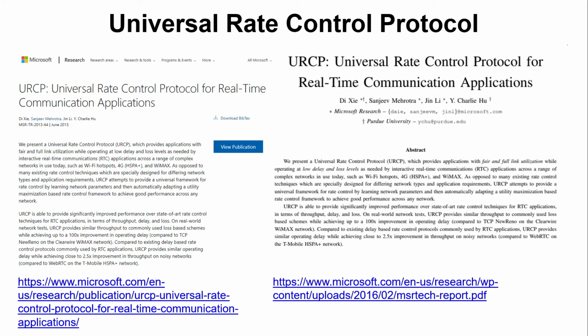The side-by-side stack for RDP is based on the Universal Rate Control Protocol. Here are some very interesting links if you want to learn more about it.